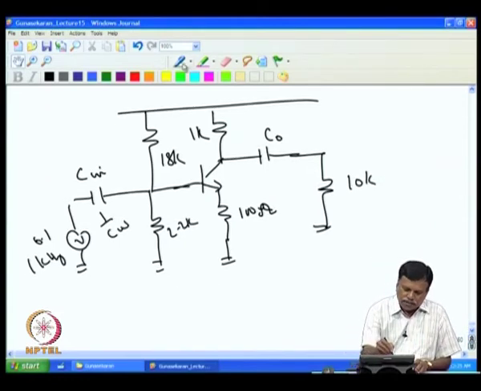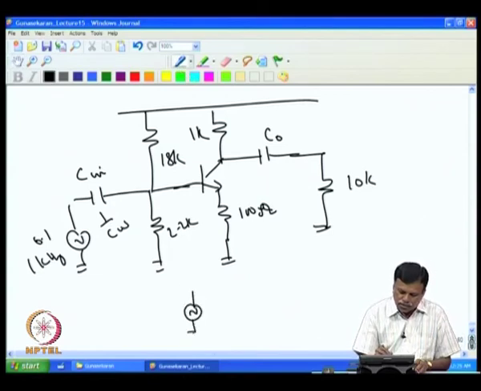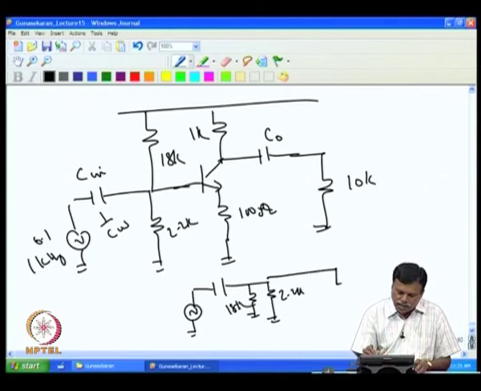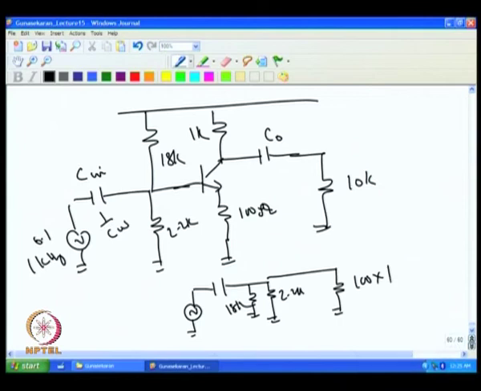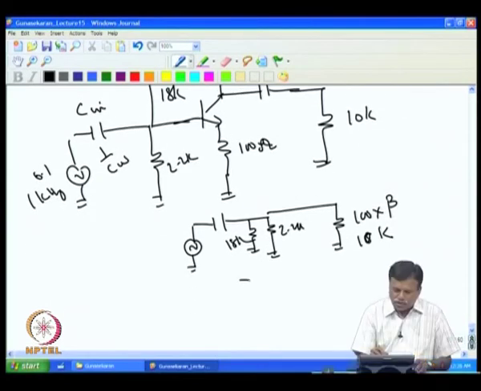So, you have this source with this impedance, then you have the 2.2 K parallel 18 K and then parallel this 100 into beta, that is actually 10 K. So, in this case you see this 2.2 K is dominant, because the 10 K and 18 K are much higher than this 2.2 K. So, one can take roughly 2 K as the input impedance of the source. So, we take this as equivalent to 2 K.